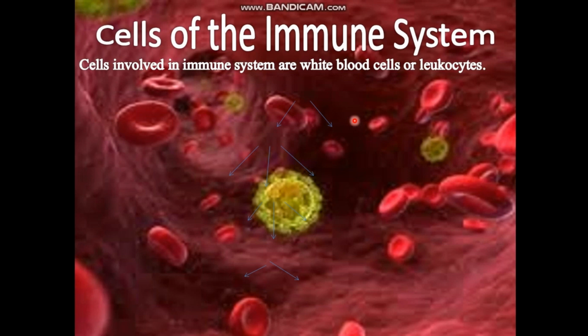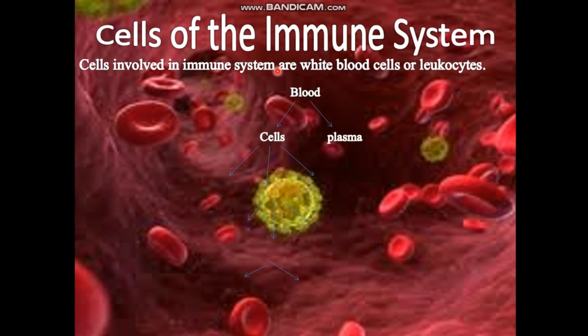The lesson here will be only about the white blood cells, because the immune system is the system that is able to distinguish between what is self and what is non-self. And the cells of the immune system, which we call the immune cells, are the white blood cells.